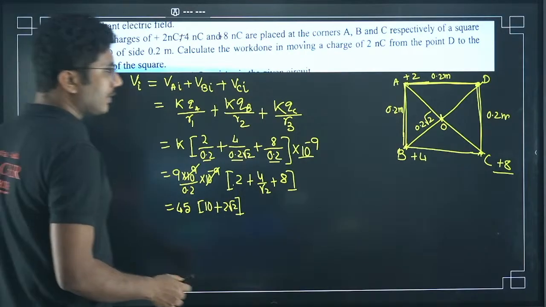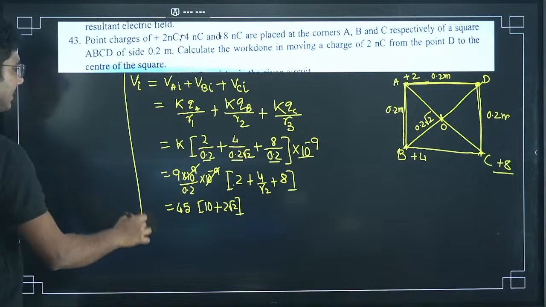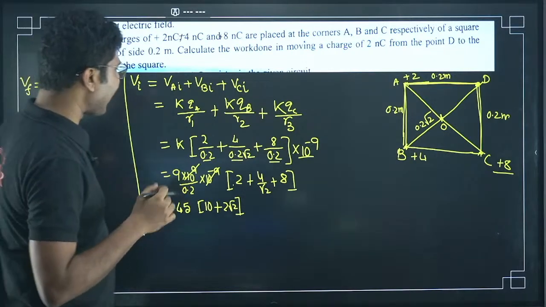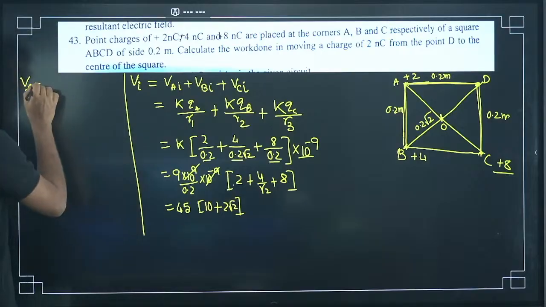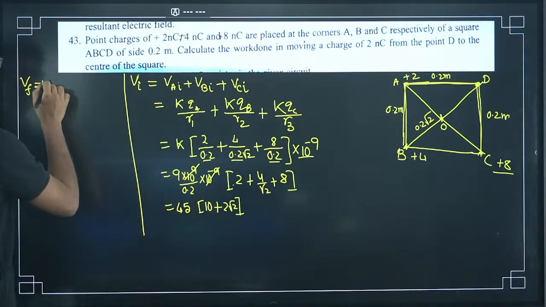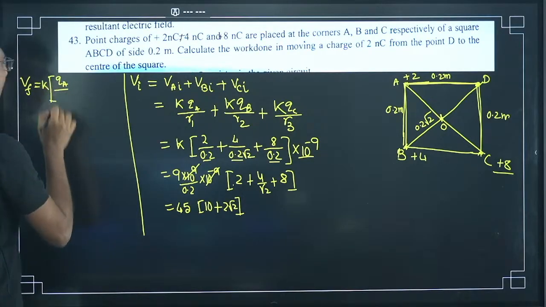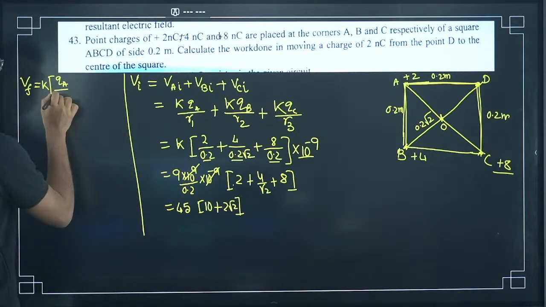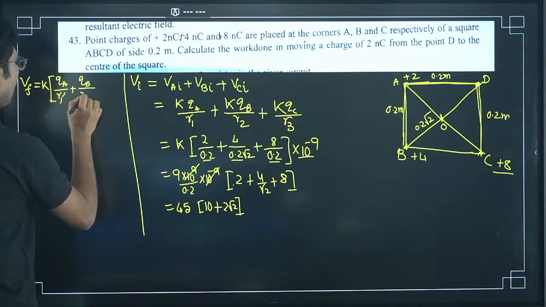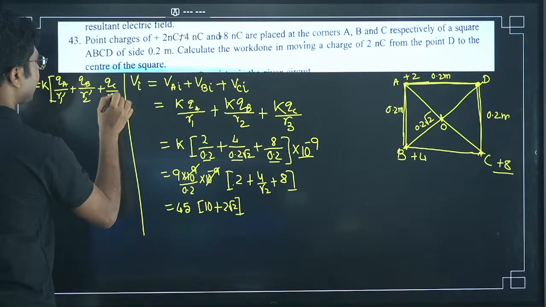I will try to calculate the V final as well, and then we will try to find the difference. So this is the V initial. Now let us calculate the V final. V final formula will be slightly tricky. So it will be K into, K is common, Q_A by the distance, which will be different. So let's say R1 dash, plus Q_B by R2 dash, plus Q_C by R3 dash.